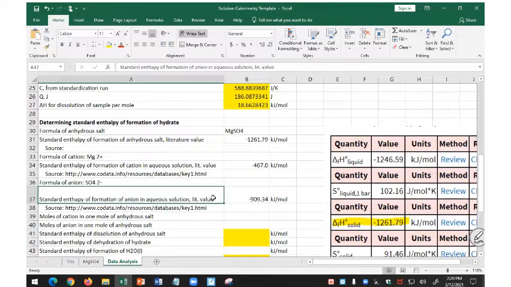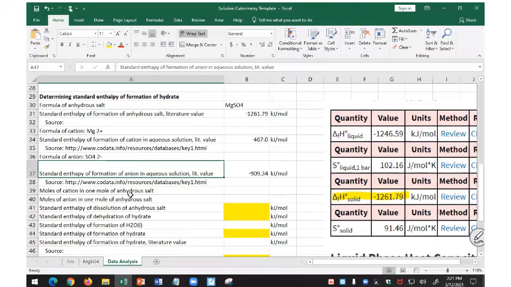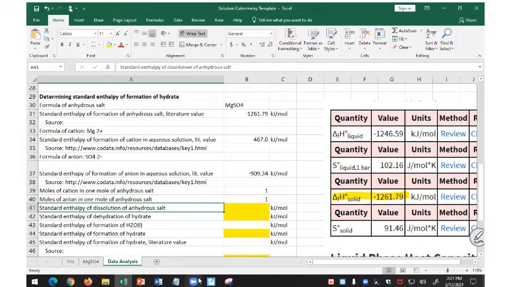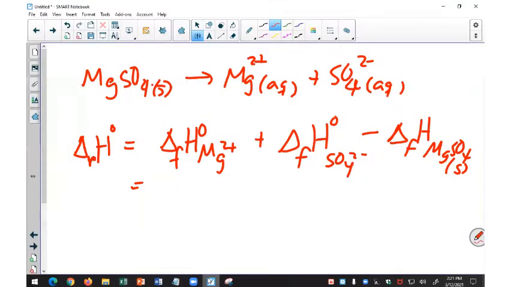Okay. So how many moles of cation do I have in my anhydrous salt? In 1 mole of magnesium sulfate, I have 1 mole of magnesium, and I have 1 mole of anion, 1 mole of sulfate, right? So in the balanced equation, we have 1 mole of magnesium, 1 mole of sulfate. So this should be 1 times the value per mole. So this is 1 mole times the value per mole, 1 mole times the value per mole, minus 1 mole times the value per mole. This is all 1.